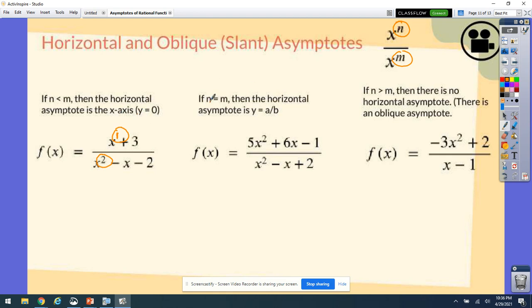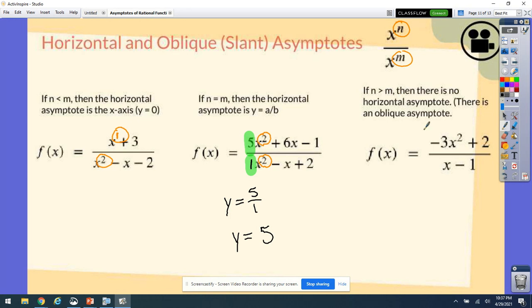Now, what happens if the exponents are the same? My highest exponent here is 2, and my highest exponent here is also 2. If they're the same, it's going to be y equals a divided by b. So I have to find the coefficient of each term, and it looks like this one is that invisible 1 here. So it's going to be 5, or this a, over b. That means my horizontal asymptote will be at 5 over 1, or simply y equals 5. So that's where the asymptote for this particular function would be.